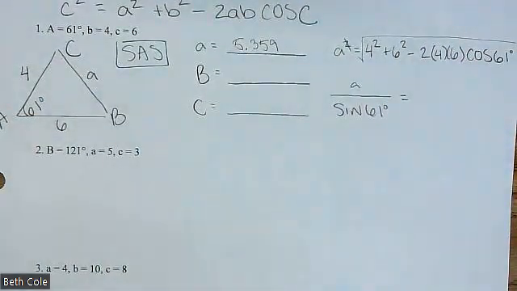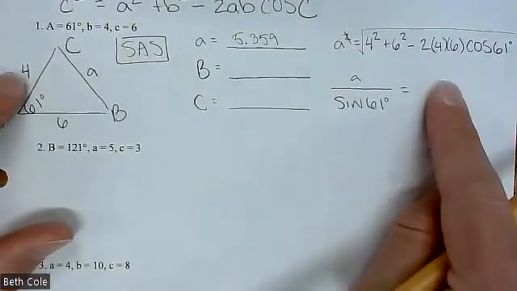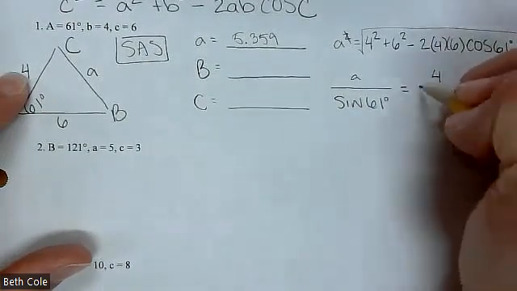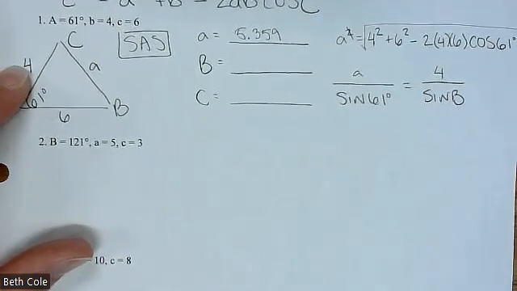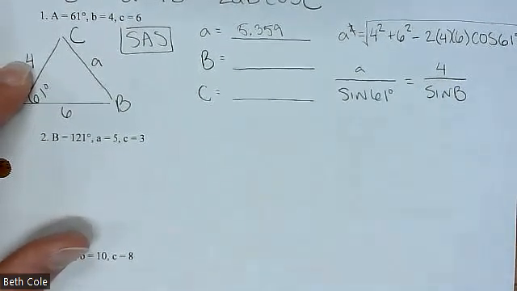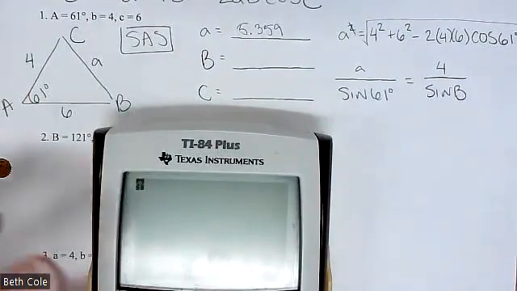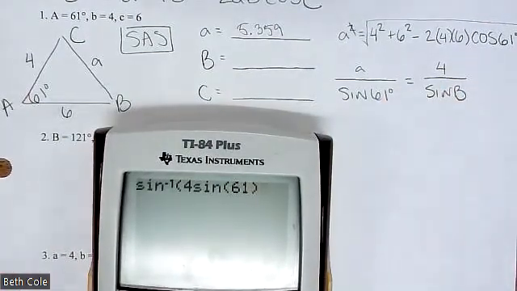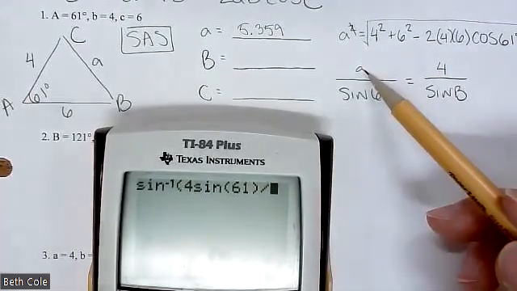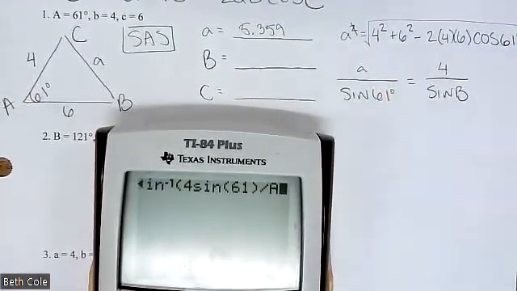equals, and now what are you looking for? The missing thing is what goes on the other side. We're looking for B, so it'll be 4 over sine of B. We are looking for an angle. Good. Okay, let me get everybody else there, though. Hold on. You're going to hit second sine. So far, so good. 4 sine 61, close parenthesis, divided by alpha A, and then hit enter.